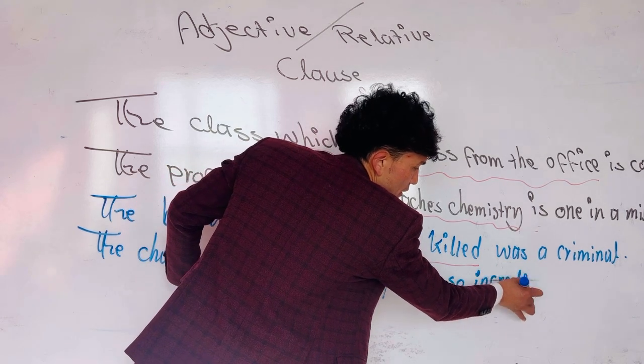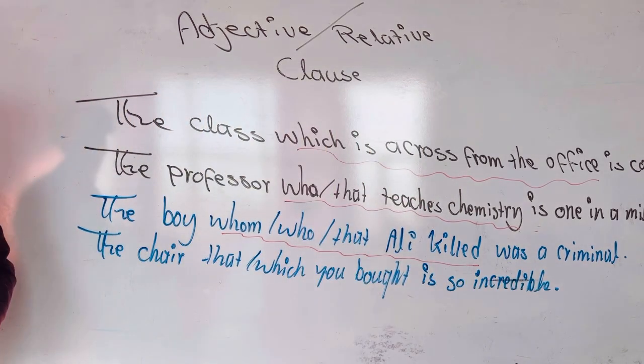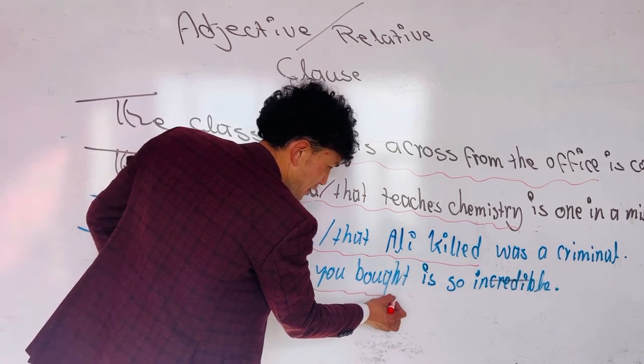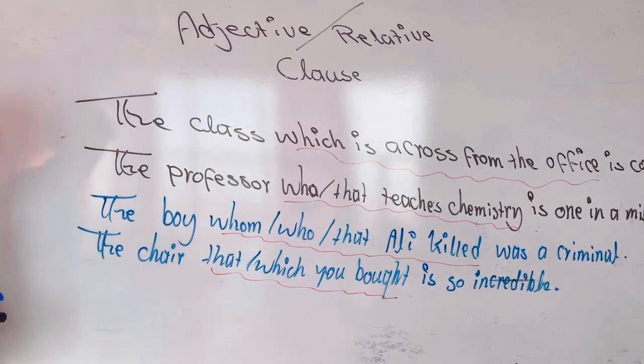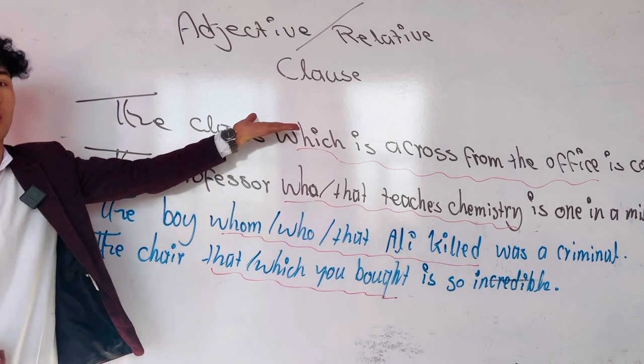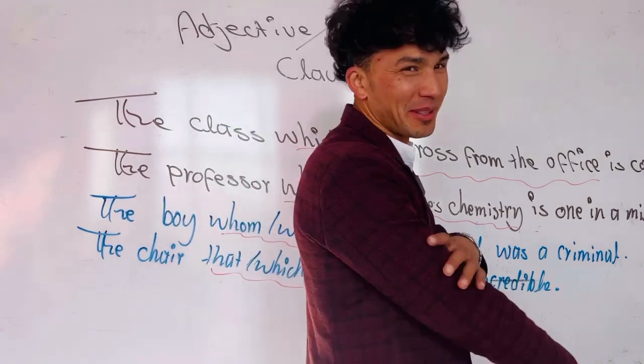Okay, which you bought is so incredible. Do you know incredible? Incredible. It means unbelievable, outstanding. Which part do you think is the adjective class? Which you bought. The chair, boy, professor, class. That is all. Yeah. I hope everything's clear.